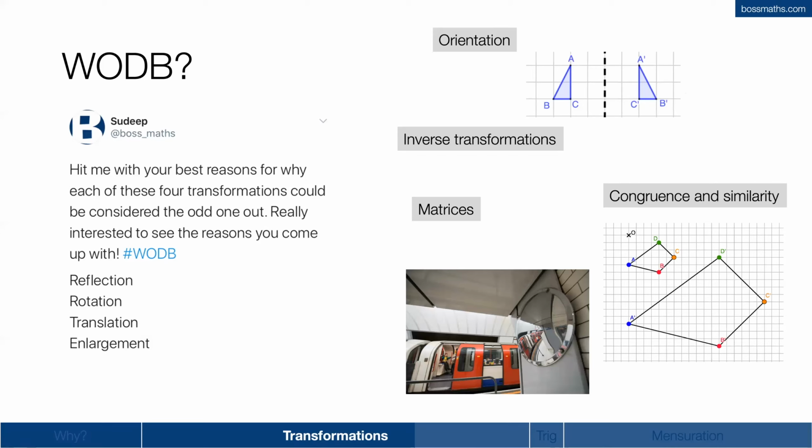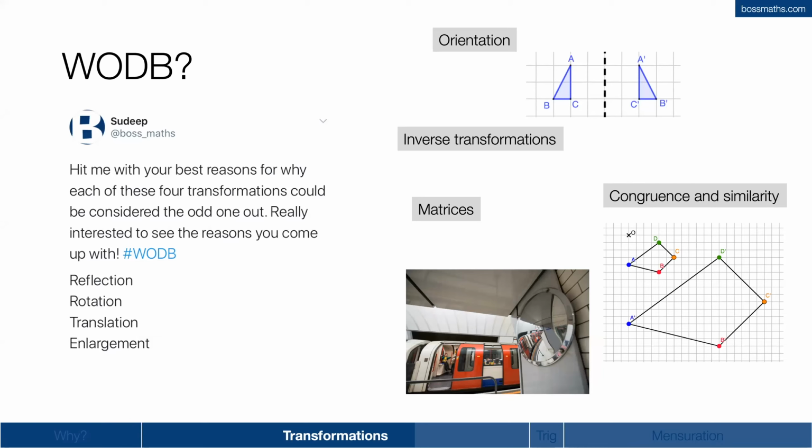So there was a bit of debate about orientation, but to my mind, orientation is talking about the order of vertices in a sort of clockwise or anti-clockwise direction. So only reflection changes the orientation of a shape. So here we've got ABC, if you can see my mouse, going sort of anti-clockwise, whereas the images of A, B, and C are going in a clockwise direction. So reflection changes orientation, but none of the other transformations there do.